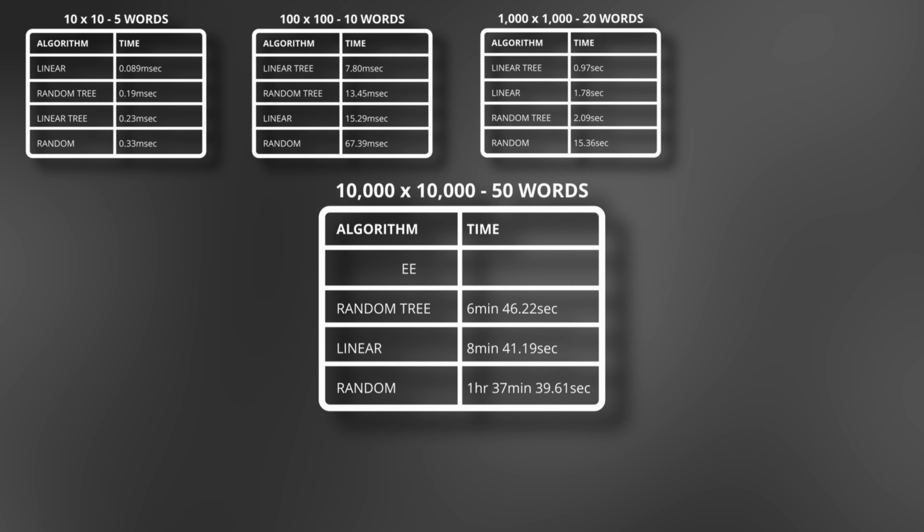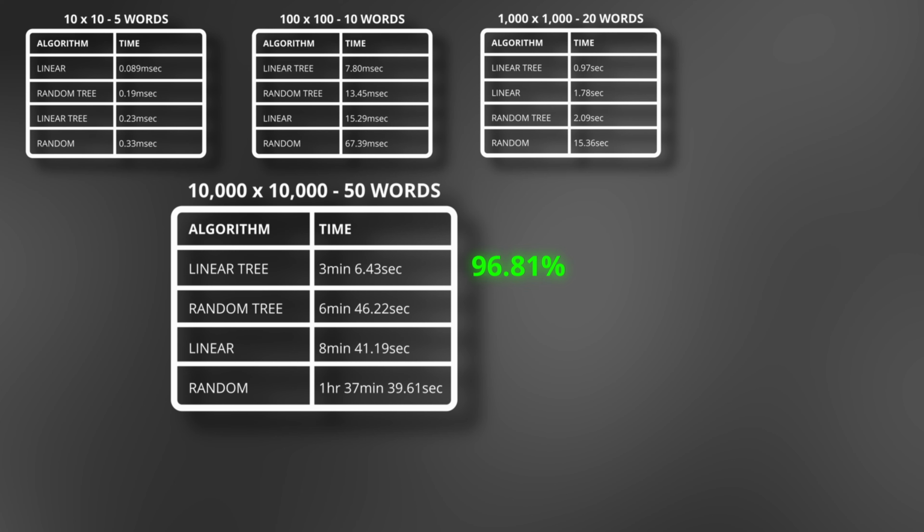And finally, the linear tree algorithm, taking out the win, completing the word search in a tidy 3 minutes and 6.43 seconds, which is 96.81% or around 31.55 times quicker than the random algorithm in last place.